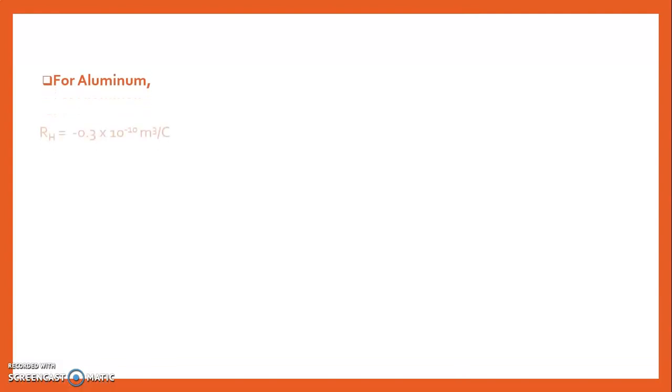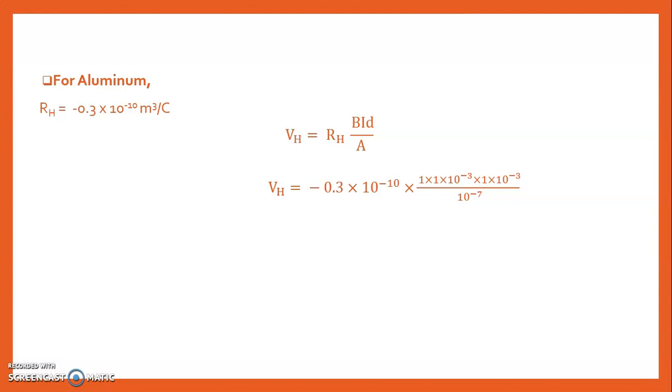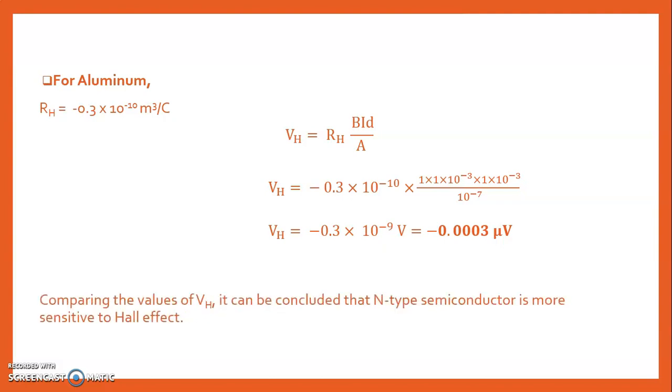Next, for aluminum, the Hall coefficient is given, so we put the value in the same numerical and find the answer. That time we get the value minus 0.003 microvolt. From both values of Hall voltage, we can tell that, comparing the values of VH, the N-type semiconductor is more sensitive.